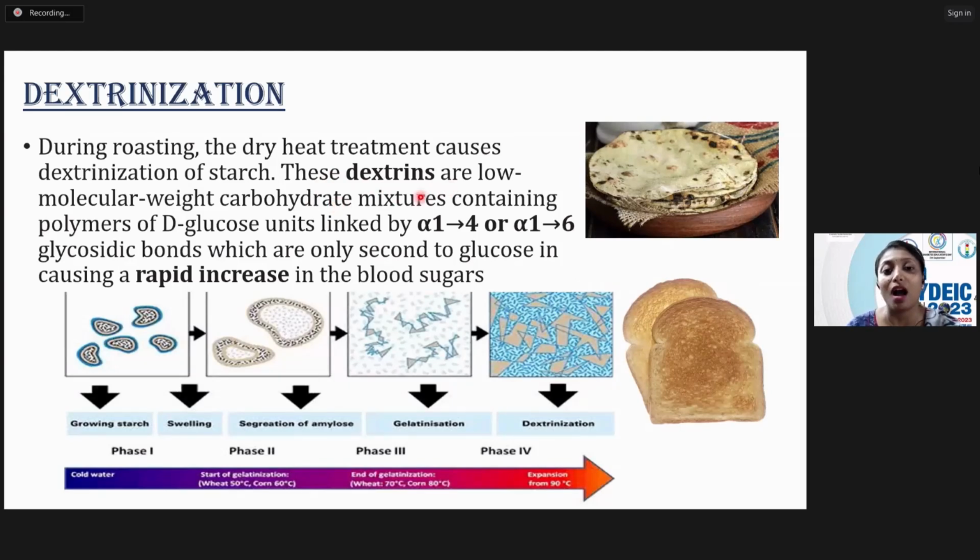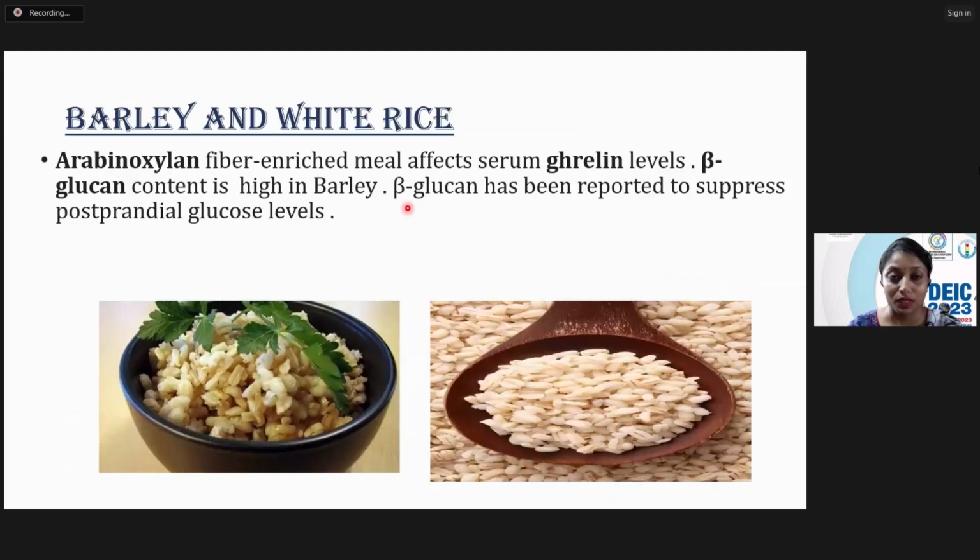Now, dextrins are very similar to maltodextrin, or we can say glucose modifiers or glucose oligosaccharides. They are small units, as a result of which there will be an easy release and rapid increase of blood sugar levels. We can note in these two images how roti and bread, while they are being roasted, show a change of color. This change of color shows that dextrin formation has taken place. So in comparison of dextrinization and gelatinization, dextrinization will definitely allow an easy release of glucose into our bloodstream when we consume it.